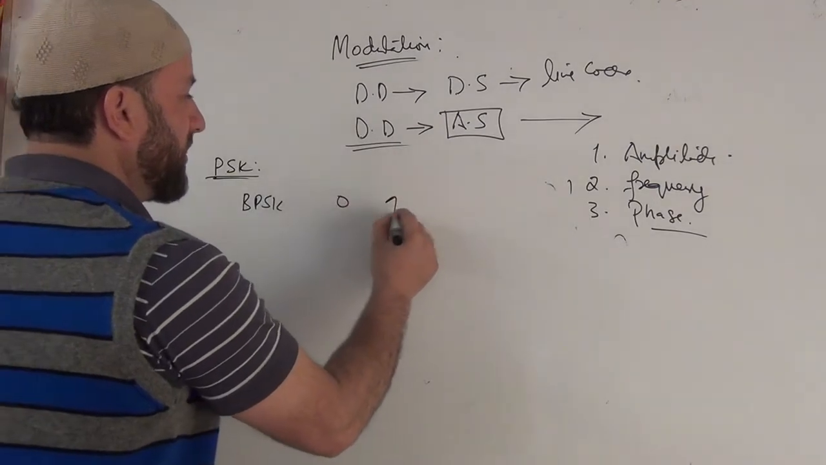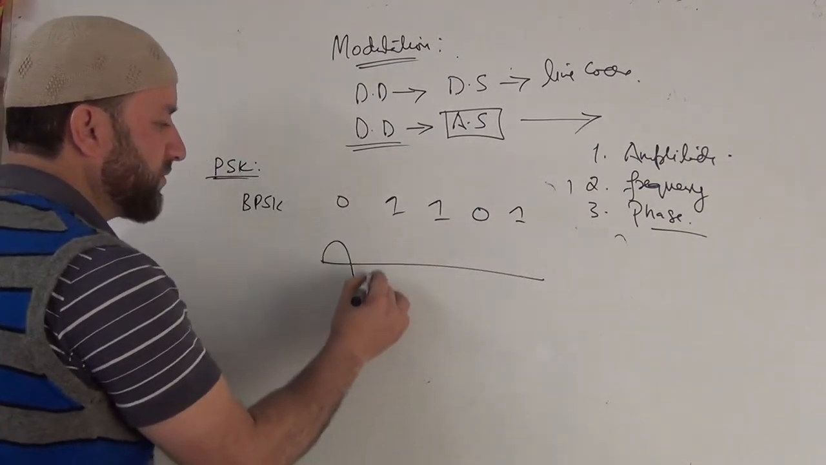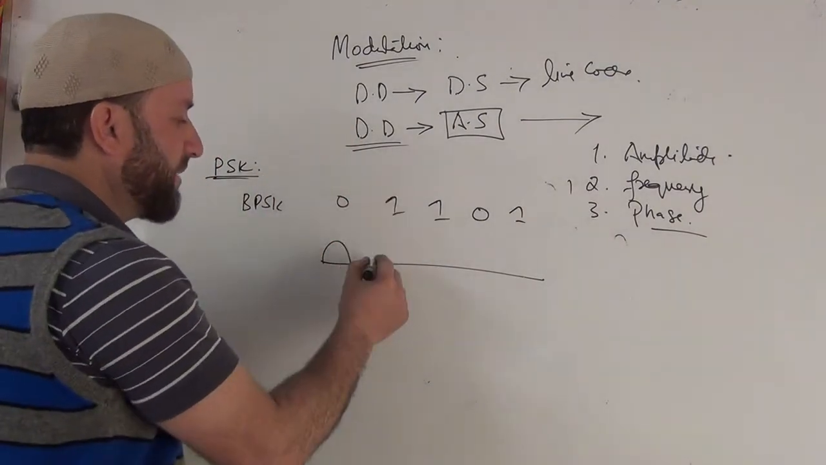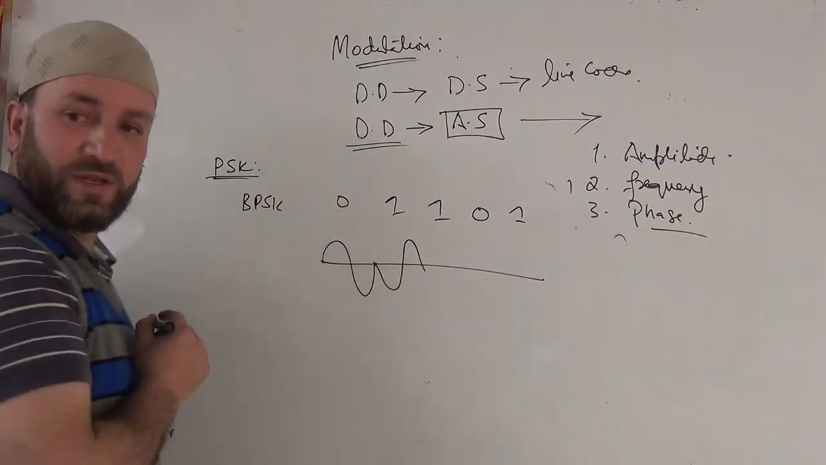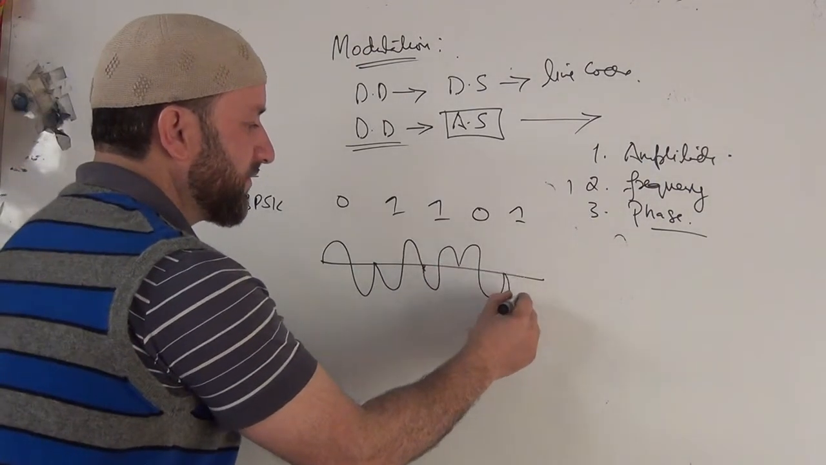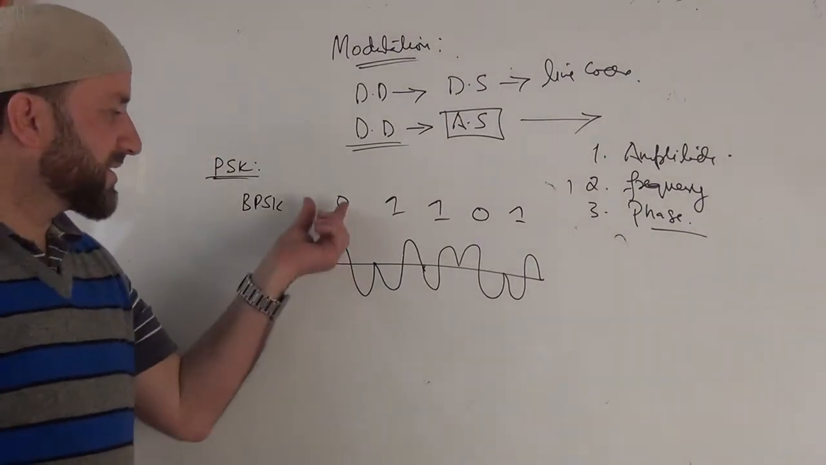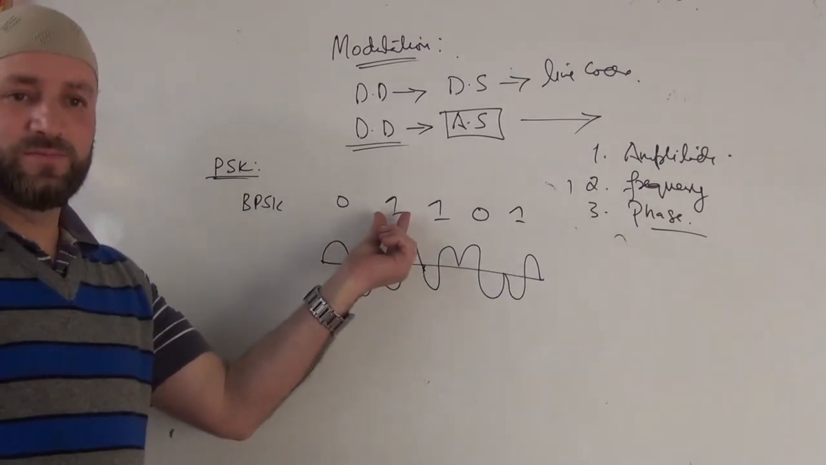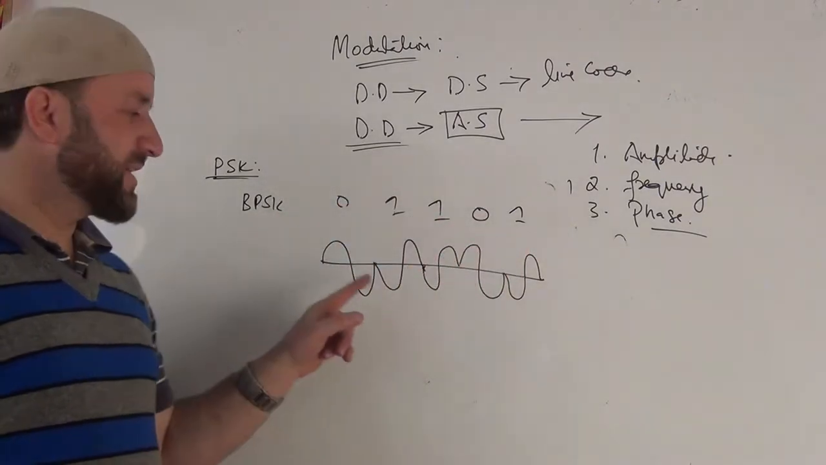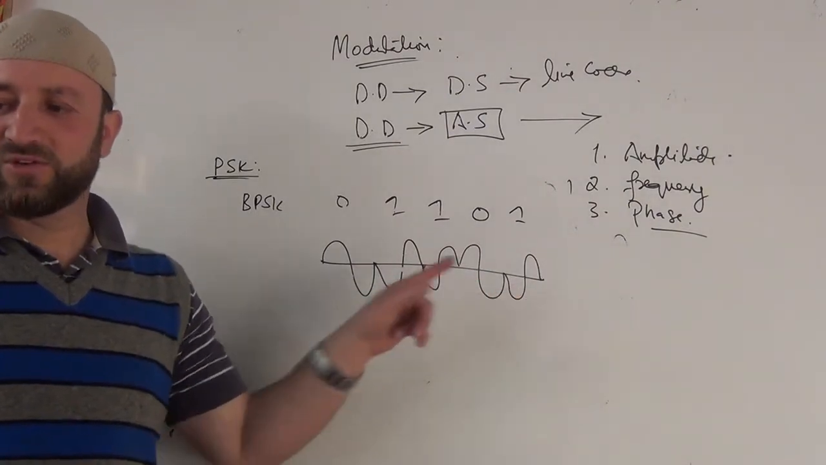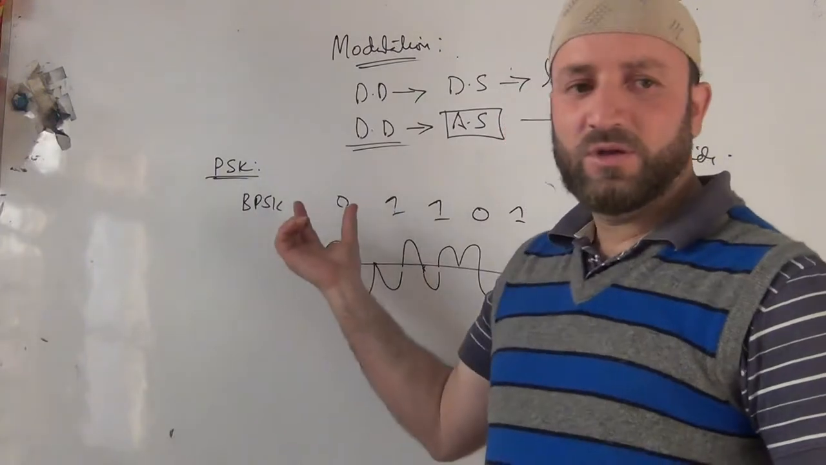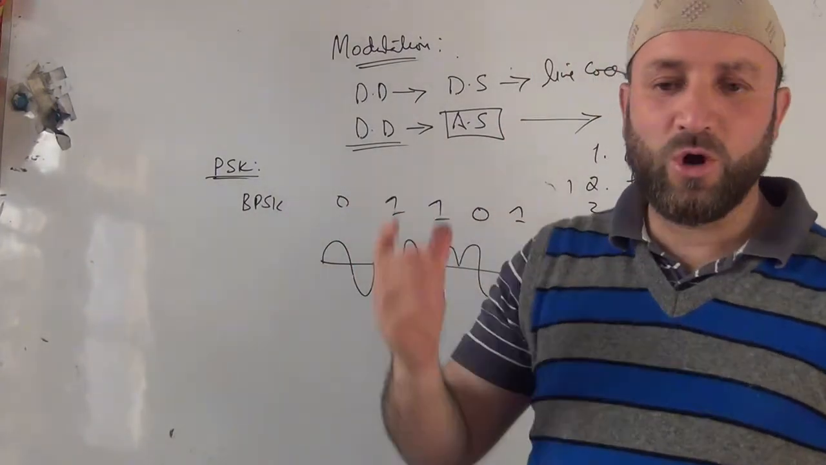For example, if I have bits 0, 1, 1, 0, 1: to represent 0, I use phase 0, while amplitude and frequency remain constant. For 1, I start from 180 degrees. Now one signal represents zero and the other represents one, so per signal only one bit. If I have 5 bits, I'm sending 5 signals, so bit rate and baud rate are the same, because I am writing one bit over one signal. So the baud rate is not increasing.